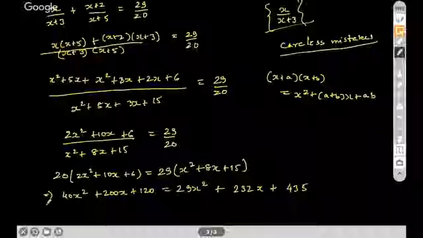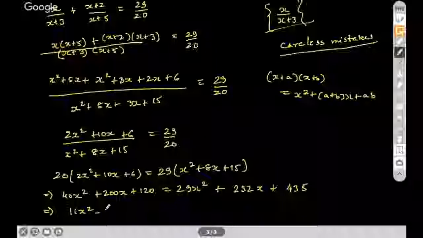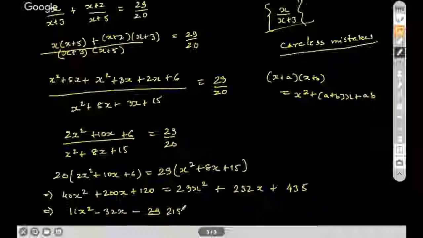435, right? Hence, if you simplify, 40 minus 29 is 11x squared. 200x plus or minus 232x is minus 32x, I believe. And then 120 minus 435 is how much? It is 235. Sorry, this is 215, right?